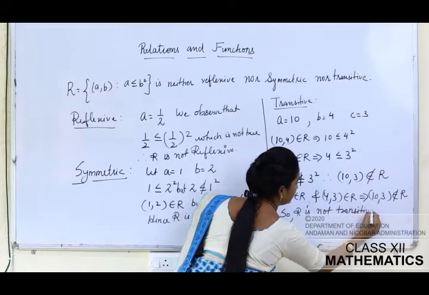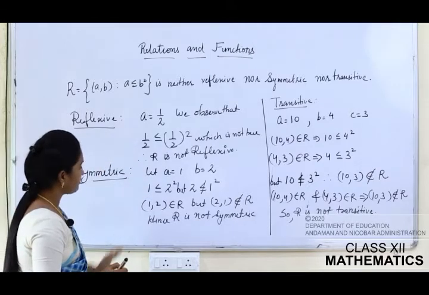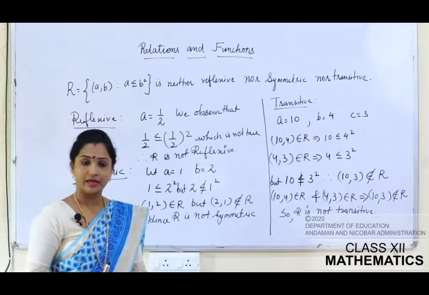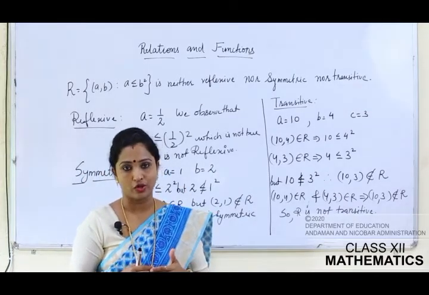Clear children? Okay, so you have proved that R is neither reflexive, nor symmetric, nor transitive. Clear? This is the way you have to proceed. आपको इस तरह से proceed करना है और questions को solve करना है. Okay.